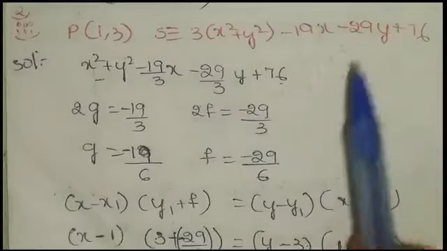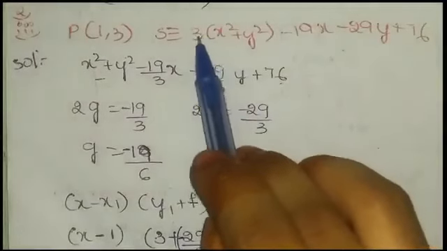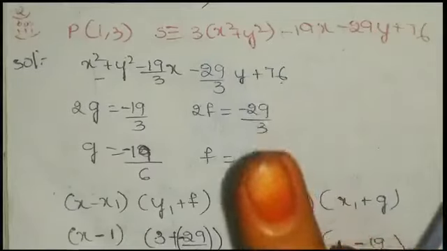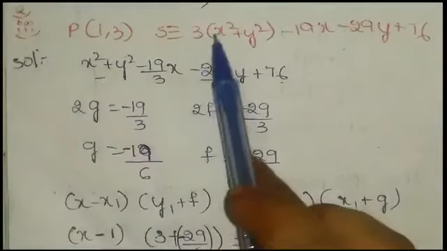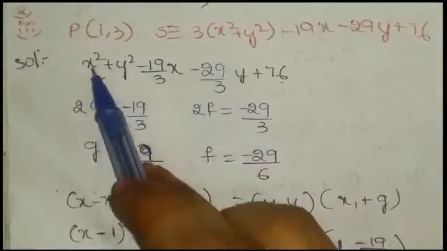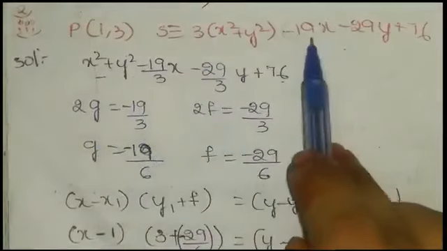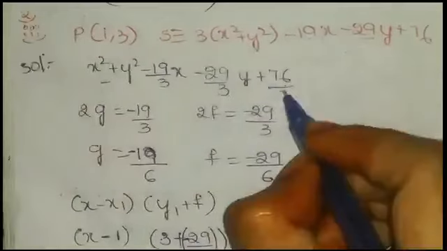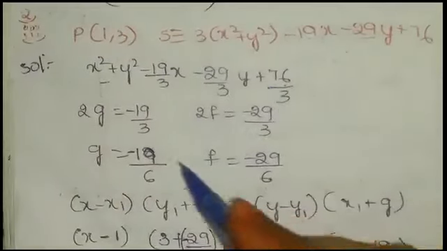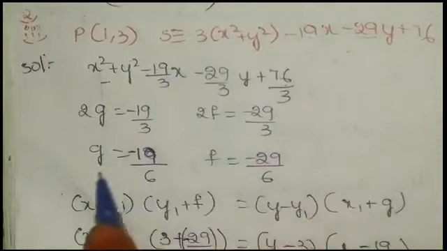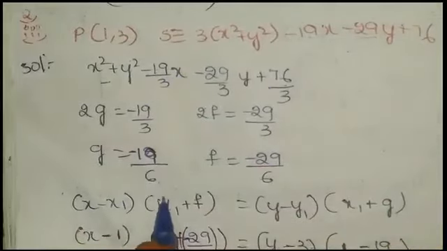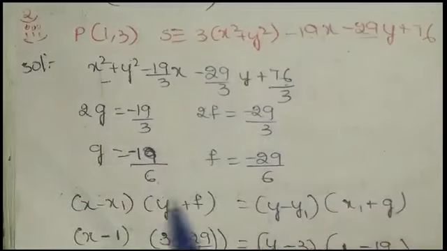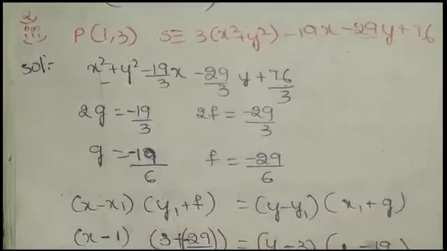The third one is not in the general form. Here 3 is there, so we have to divide with 3 because the x square and y square coefficient must be 1. So divide with 3, and I will get x square plus y square, 19 by 3, 29 by 3, 76 by 3. Now 2g value is minus 19 by 3, so g is equal to minus 19 by 6, 2 into 3, 6. Here also 2 into 3, 6. Minus 29 by 3. So this is the formula as usual.